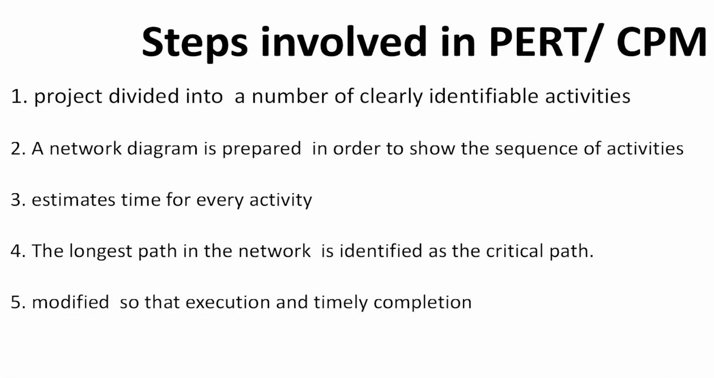Next, moving on to the steps involved in PERT and CPM. Starting with the steps, the project is divided into a number of clearly identifiable activities which are then arranged in logical sequence, so it helps them to analyze quickly. Next step, a network diagram is prepared in order to show the sequence of activities from the starting point to the ending point of a project so that it gives a bird's eye view of the overall project.